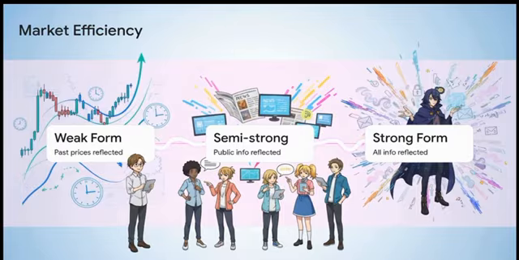The weak form says current prices completely reflect all past market trading data. The semi-strong form takes it a step further, stating prices reflect all publicly available information, so earnings, news, economic reports. And finally, the strong form boldly claims that prices instantly reflect absolutely all information, period. Public, private, insider, you name it.